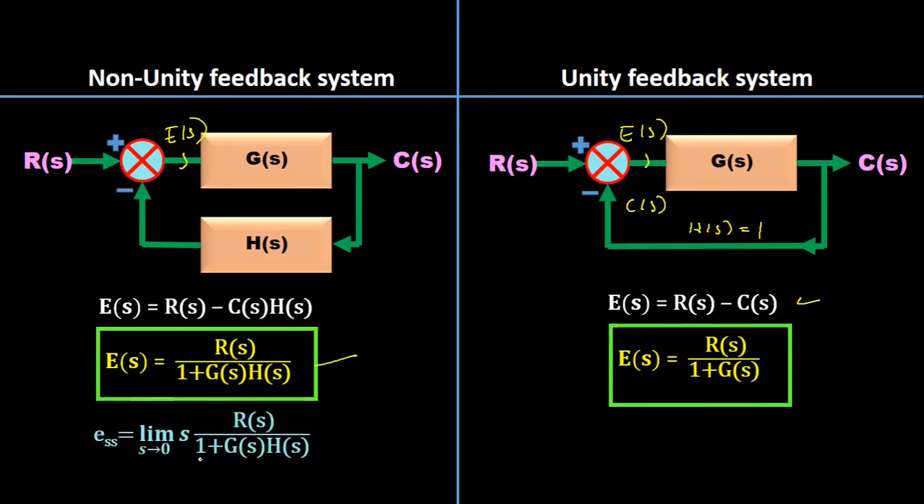For a non-unity feedback system, e_ss is equal to limit s tends to 0 of s into R(s) upon 1 plus G(s)H(s). For a unity feedback system, the steady state error e_ss will be equal to limit s tends to 0 of s into R(s) upon 1 plus G(s). In this way we can find out the steady state error for non-unity feedback system as well as for unity feedback system.